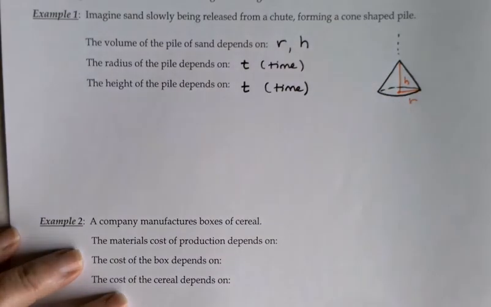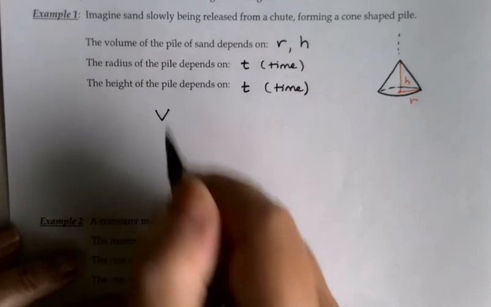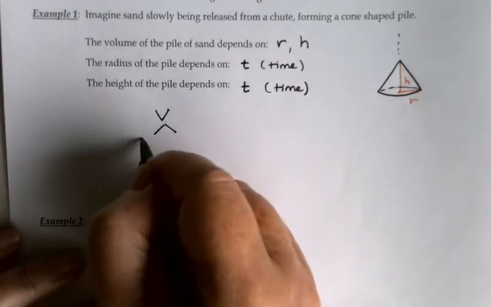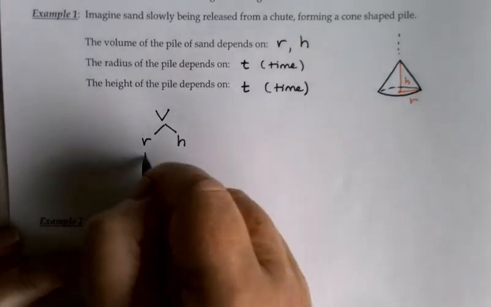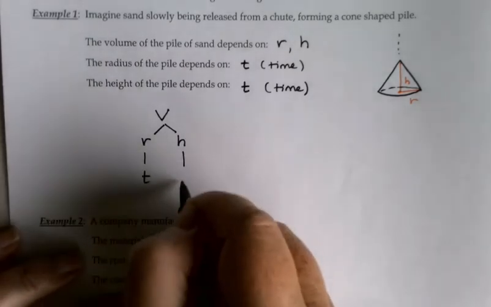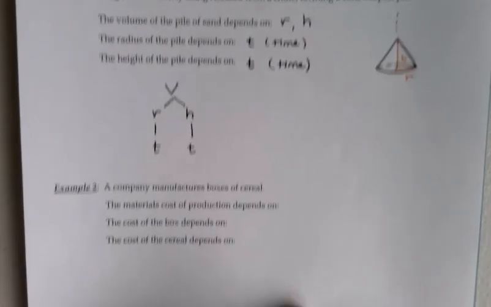To show this relationship as a tree diagram, I'm going to start with my volume and say that depends on both radius and height. And then radius depends on time. Height also depends on time. So that tree diagram just shows the dependency relationships between the variables. Let's look at one more example like that.